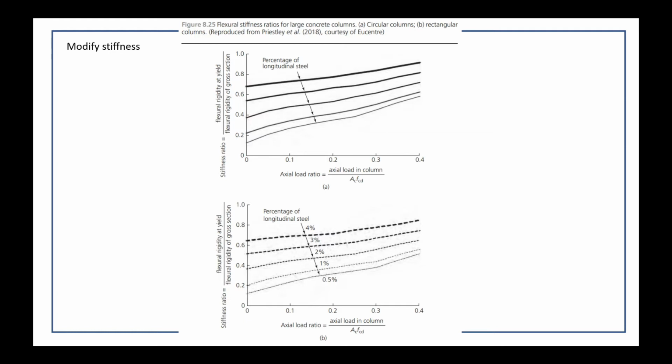In ETABS or in other software, you always use modified stiffness for the concrete section only, not including the rebar. To make sure, you have to verify it yourself: when you include rebar in the section and run the analysis again, check the deflection and whether it reduces the deflection or not. So you have to verify it. The stiffness actual ratio depends on the percentage of the reinforcement.